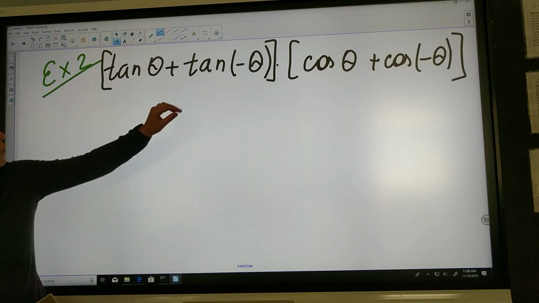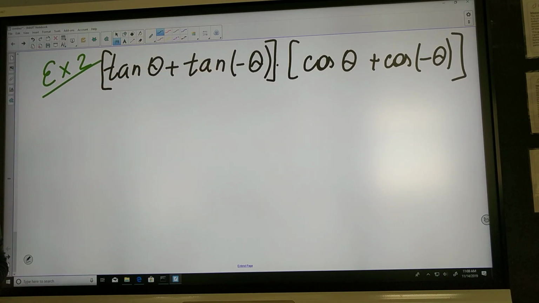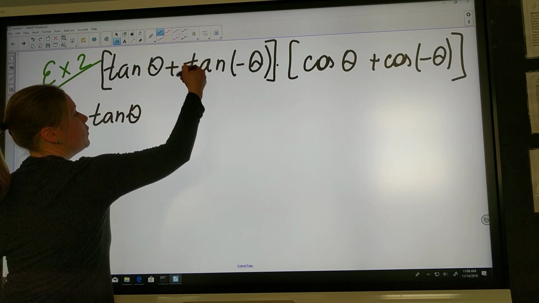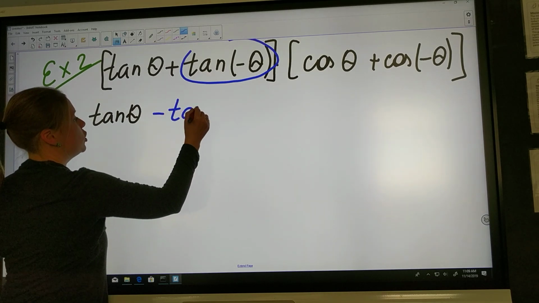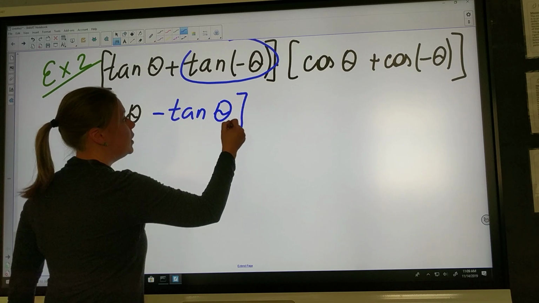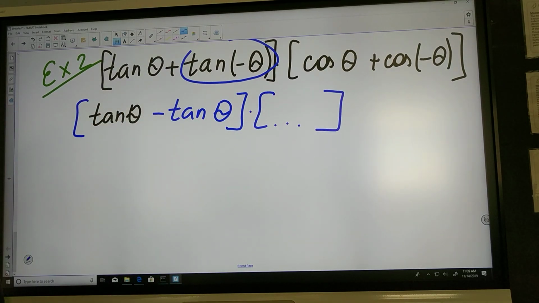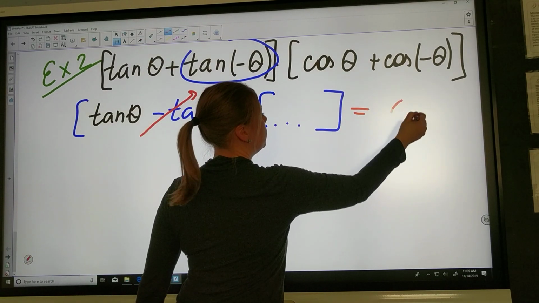So please look at the first part and tell me, tangent of minus theta equals? Negative tangent, because tangent is an odd function. So tangent theta, and instead of this part, I will write minus tangent theta. I don't really care about the rest because this portion is 0. So if this is 0, my answer is 0.